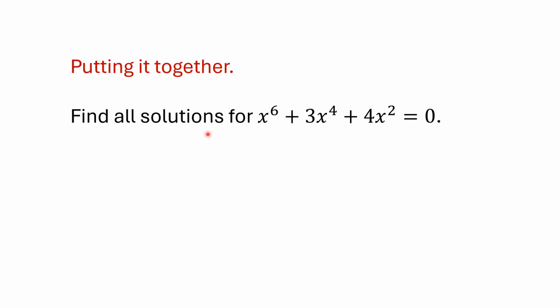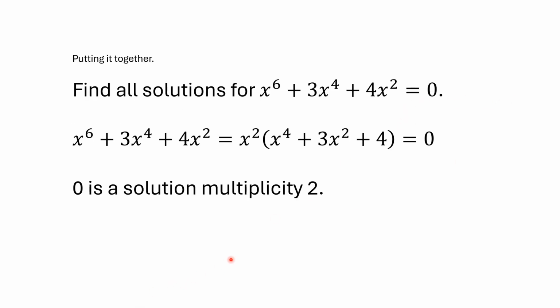Find all the solutions for x to the 6th plus 3x to the 4th minus 4x squared equals 0. Well, here we have a problem. We don't have a constant term. But if we factor out x squared, we get x to the 4th plus 3x squared minus 4 equals 0. This is going to give me 0 as a solution of multiplicity 2, and I can work with this polynomial in the rational root theorem.